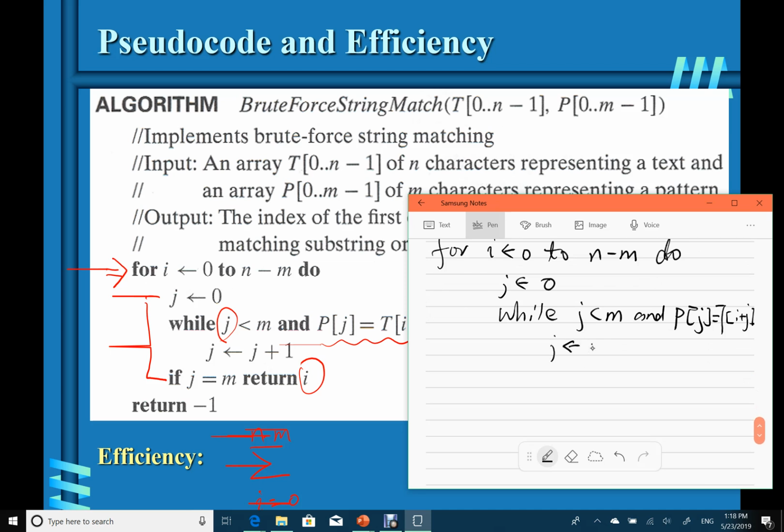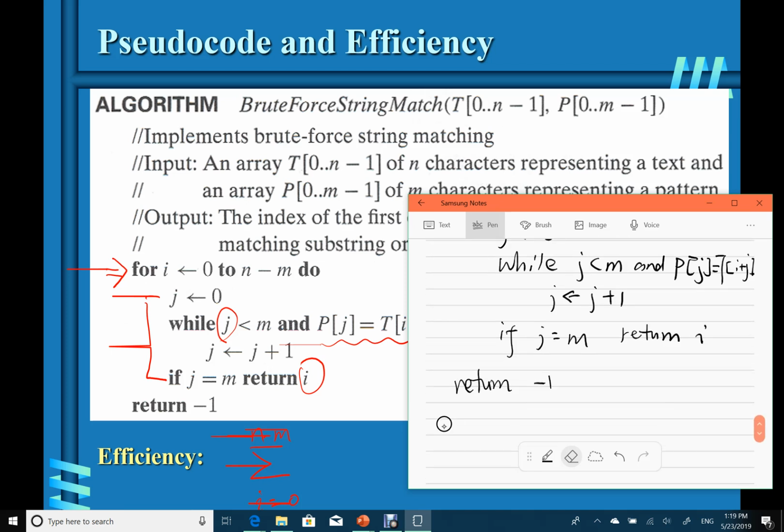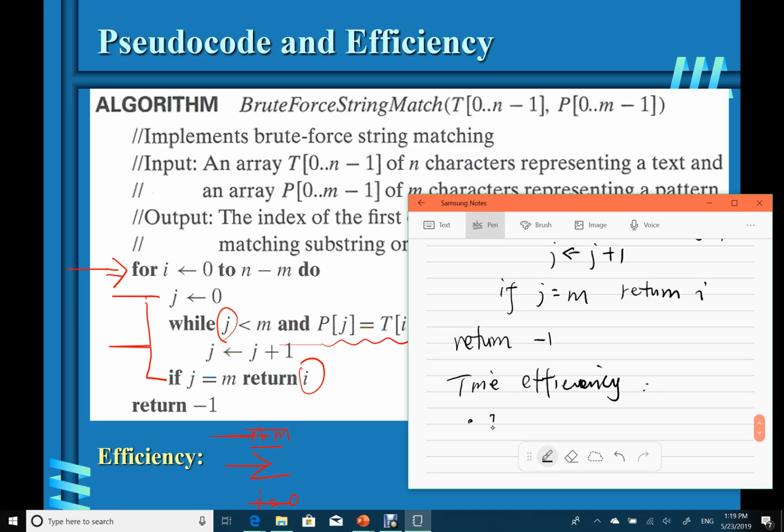And if that is true, increase j, or else we finish mapping these m characters to some position in the text. So we say if j equals m, return i, or else we finish with -1. And when we check the time efficiency, we take a look at each line. First, we know this is the array length, n, right? We need to check the input size.